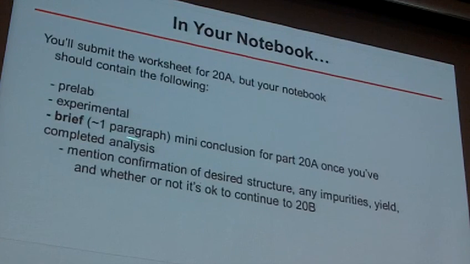Just write a quick little one-paragraph conclusion on 28. So right at the very end, basically write that thing up. I got my desired product, it matches the NMR, it matches the IR, and I have it in 75% yield. I'm ready to go for 20B. Literally 2-3 sentences is all you need. That just confirms that you've looked at your data and it looks good to go forward. And so that's in your notebook.